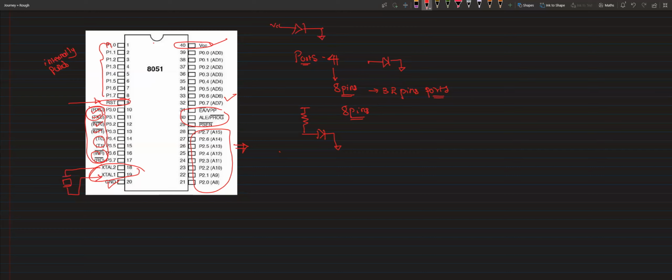So pin numbers 29, 30 and 31 are used for external programming memory. If you are using the external memory interface, these will act like the lower address and higher address lines, AD0 to AD7 and A15 to A8. So these will act like address lines.